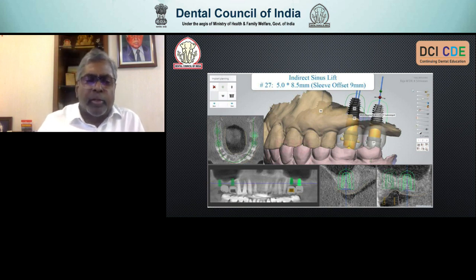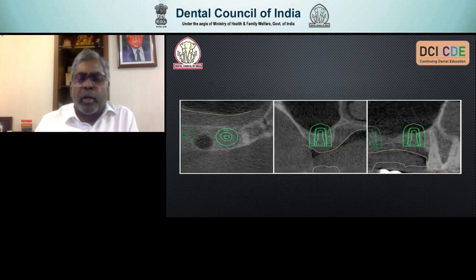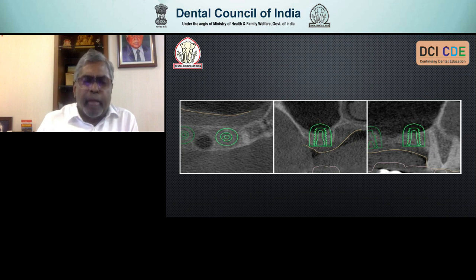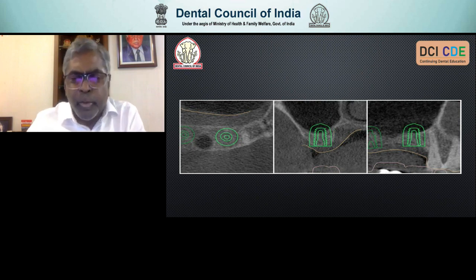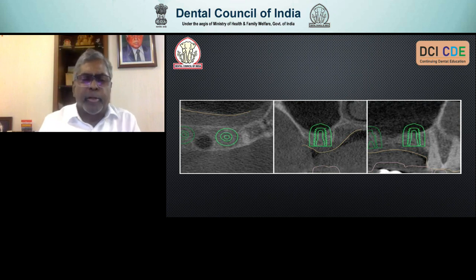So once you've done this planning, then you look at it more carefully and closely. You can see that this implant is almost about 2 to 3 millimeters within the sinus. And this can be done as a closed technique. And once the sleeve is placed and the process is also planned, you've got the whole range of instruments that you need to do the guided surgery.